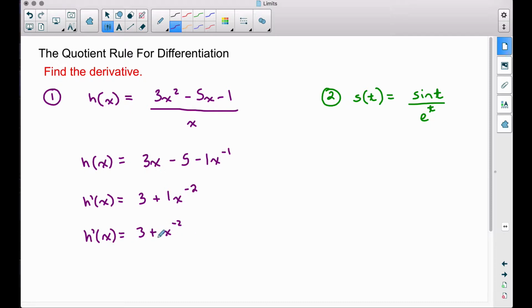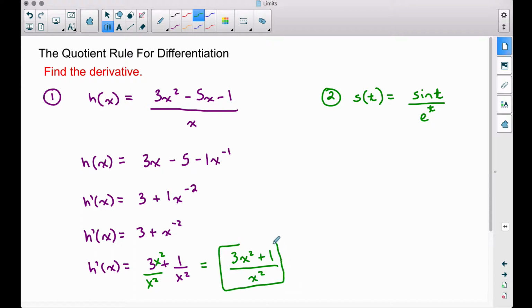Now we can rearrange this and rewrite it. We could say that h prime of x is equal to 3 plus 1 over x squared. And if we get a common denominator here, if I come in here and stick an x squared at the bottom of this one, as long as I stick it up here at the top and make it look a little something like this, 3x squared plus 1 all over x squared, that's totally fine. And this is the way I'm going to leave it, and you'll see why. We're going to come and do the quotient rule with this problem now, and we're going to get the same answer that looks something like that.